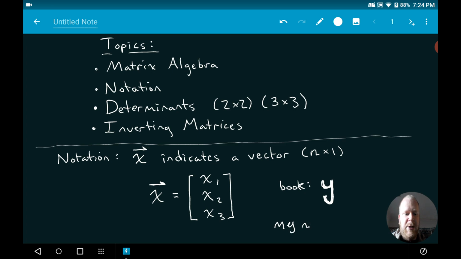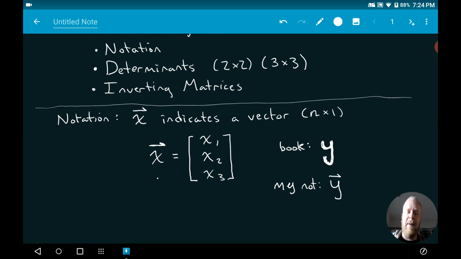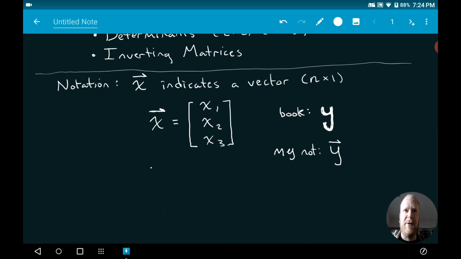But my notation for the same thing would just be y with an arrow on top of it. That's going to be really important to distinguish between what's a variable or an element of a vector like this and what's a vector and what's a matrix later on. So anytime I draw an arrow, that's a vector. Anytime I don't draw an arrow, it's not a vector. And I'm pretty good about staying consistent with that.